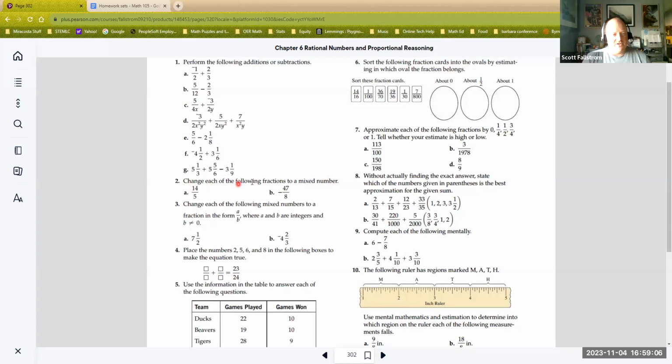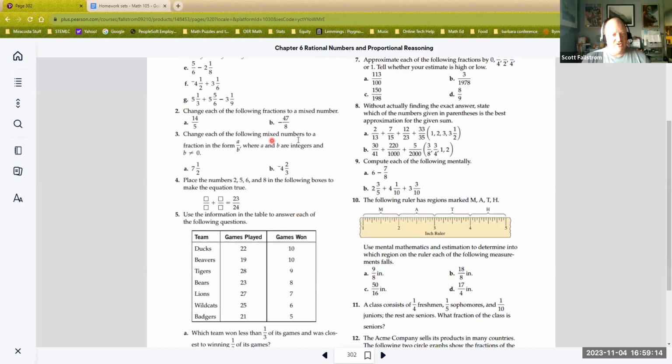Let's see here. Change each of the following fractions to a mixed number. So again, this is the division algorithm. What's your quotient? What's your remainder? Change each of the mixed numbers into a fraction. All right, that's fine. So now think about it. Take a fraction, turn it into a mixed number. Take a mixed number, put it into a fraction. You're just going forwards and backwards.